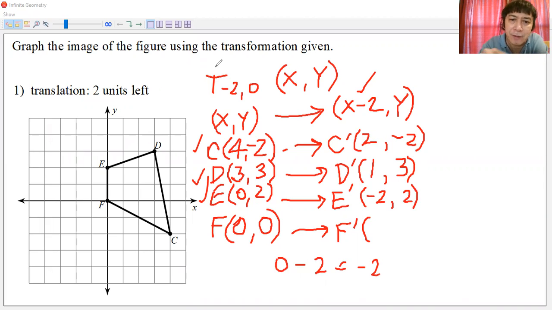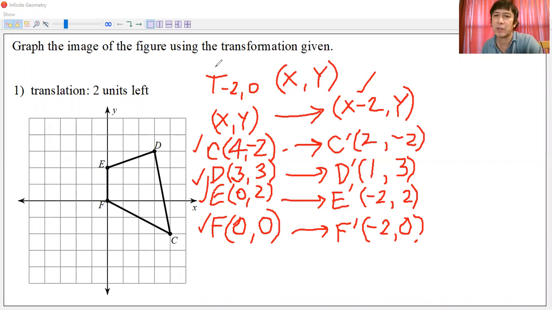Now, the F point is at the origin. So that means your x is still 0. It is the same as this, 0 minus 2. So we still have negative 2 there. And the y will not change. So we will have here 0. And we're done with the points for the image. Let us clear the bottom. So these are the points for the image.